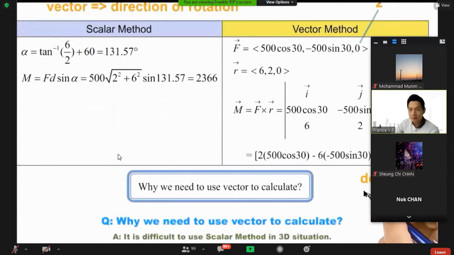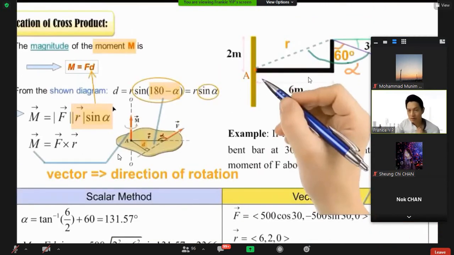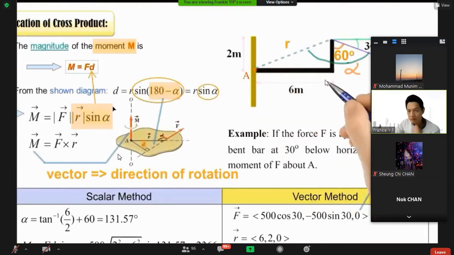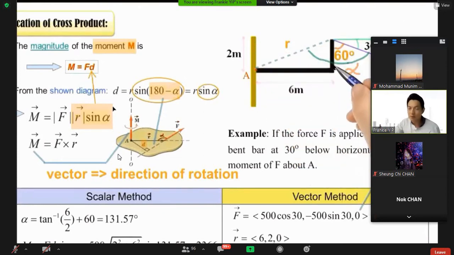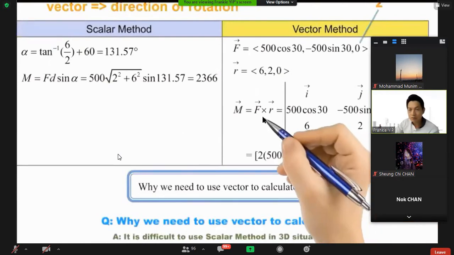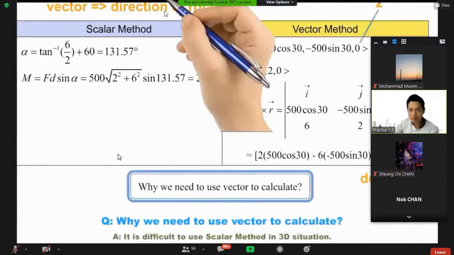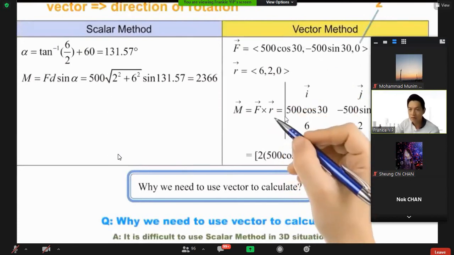Okay. And how about the R vector? R vector is easy because this one is horizontally 6, so I call it 6i. And vertically is 2, so I call it 2j. And we don't have a z component, so that means it's 0. Okay. Then what you need to do is find the vector of rotation. Vector of rotation uses the moment cross product.